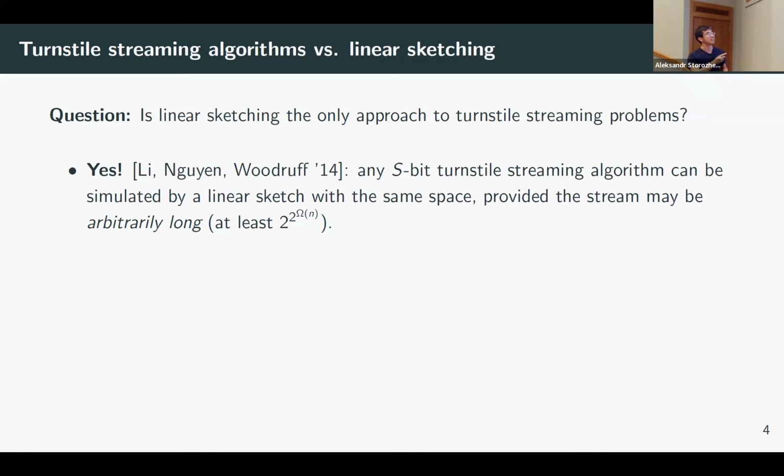One thing to note here is that you may wonder if the stream is doubly exponentially long, then the numbers in the coordinates may be too large to even track one coordinate. But their result guarantees that the stream may be arbitrarily long, but at the end of the stream, the final frequency vector has polynomially bounded coefficients. As long as the turnstile streaming algorithm can handle such arbitrarily long streams, where the final frequency vector has bounded entries, with S bits of space, then we can simulate this by a linear sketch with basically the same space.